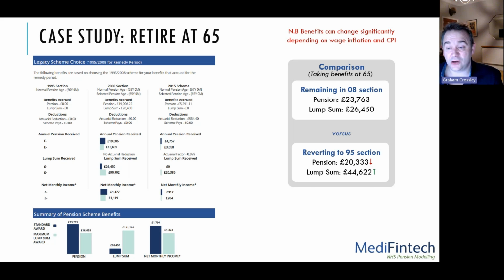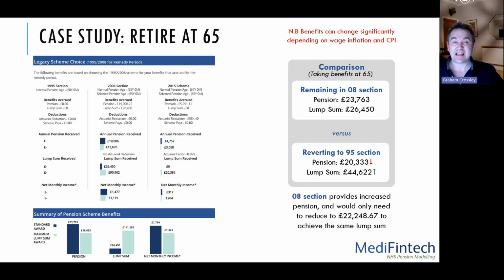and a lump sum slightly increased at 44,622. Now, it's very easy for us to compare these two because we can sacrifice some of that 08 pension to give the same lump sum as you would have got in the 95 section, and you'd have only needed to reduce the 08 pension down to 22,248 to get the same lump sum. So quite obviously, it would have been much better for that member to stay in the 08 section if they were going to retire at 65. And that kind of emulates what we saw on pension choice 1 and all of that documentation.